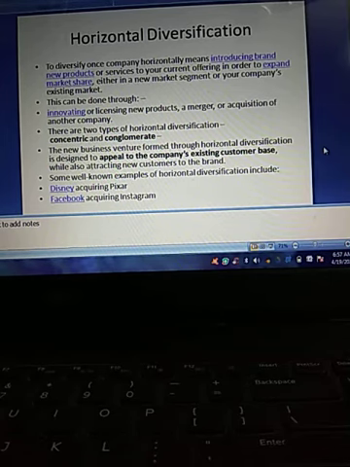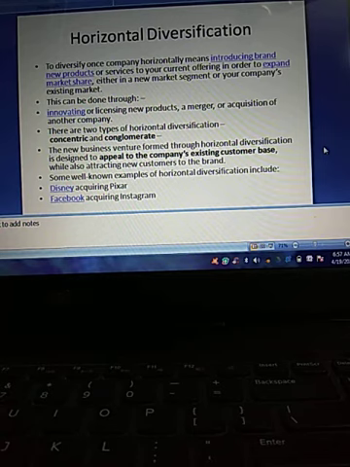Or else through the merger. Merger means combining with one more company. Or else completely owning the other company's rights. What to call this? Acquisition. So there are 2 types of horizontal diversification. One is called concentric and one more is conglomerate. This we will come to know afterwards.